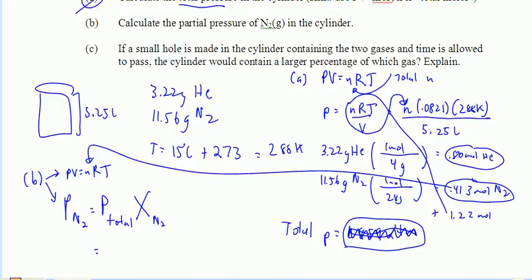So this is going to be equal to this value here, which should be 5.485 atm.